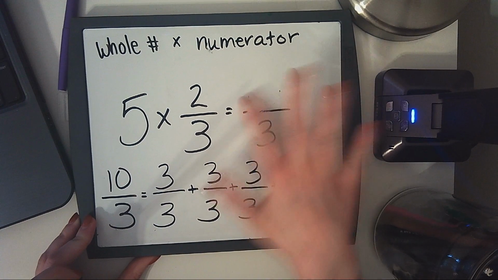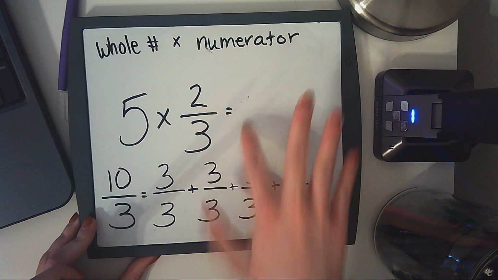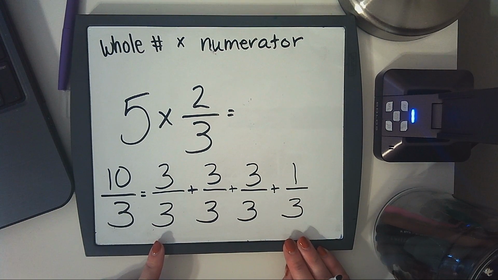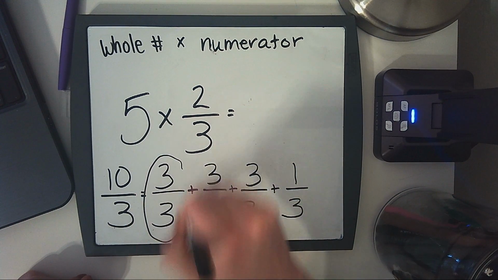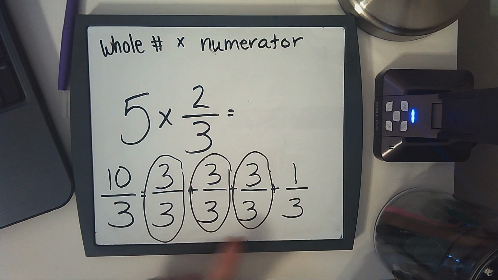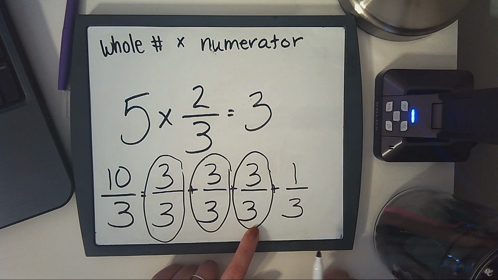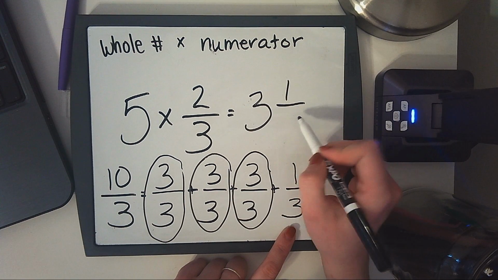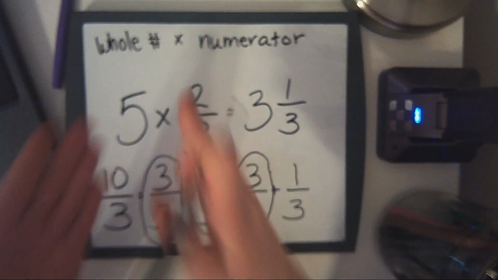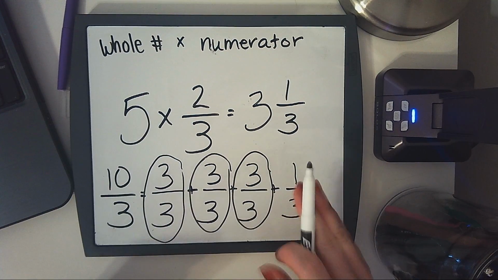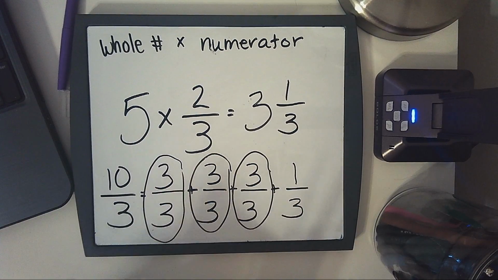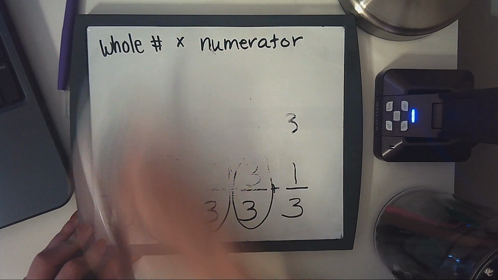So I'm going to erase this up here. And now I can use my work to figure out the mixed number. Circle your 1/3s. 1, 2, 3 with a 1/3 left over. So that's just a review of how to create the mixed number when you get the answer to your equation, because you're going to have to do that for some of these.